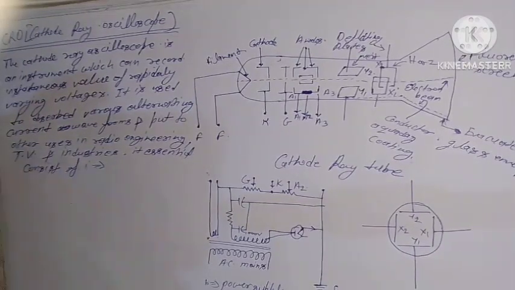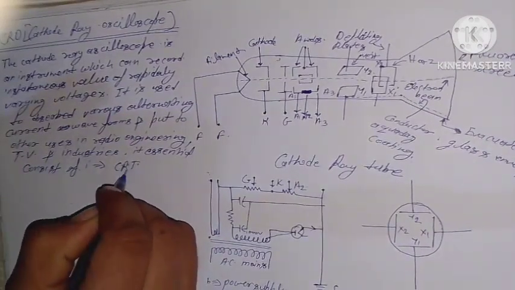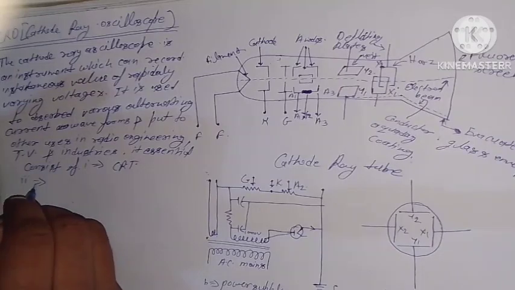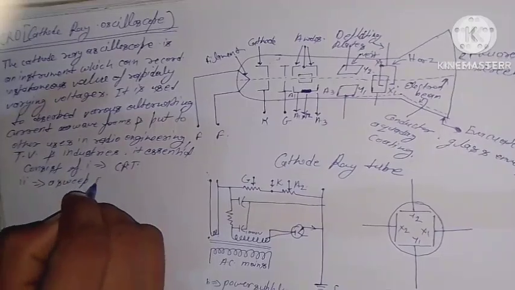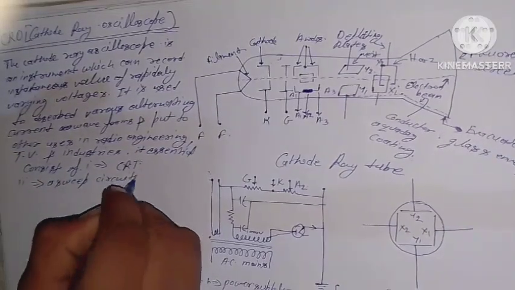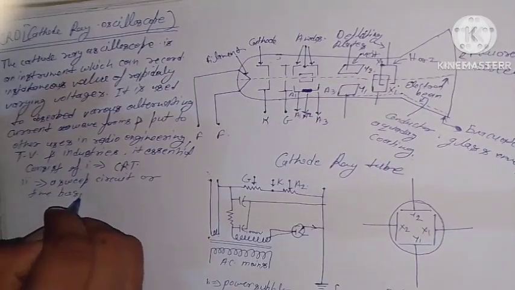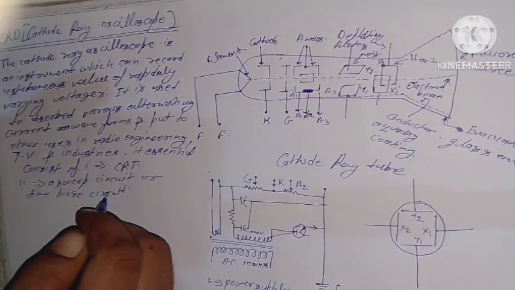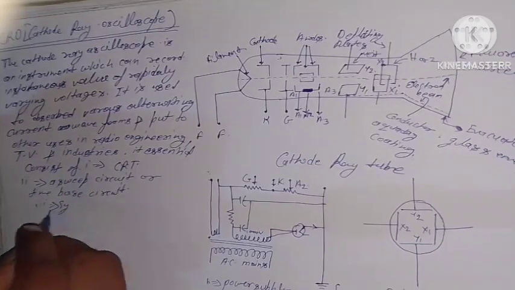First, a cathode ray tube, C.R.T. Second, a sweep circuit or time-based circuit. Third, synchronization circuit.